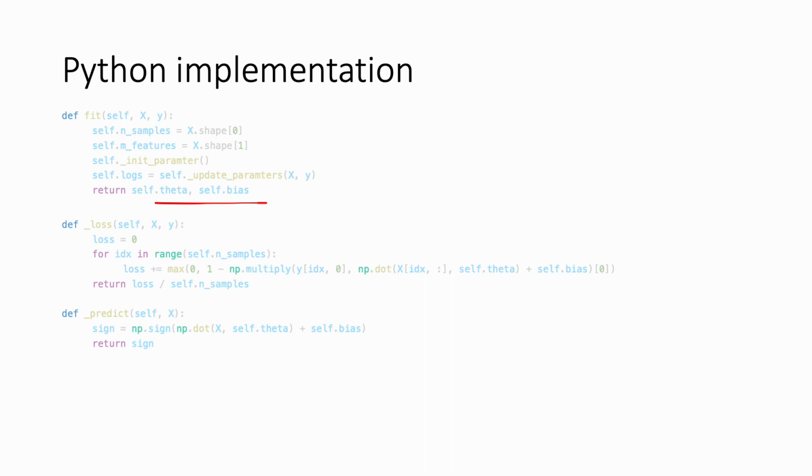And we also create the loss function to return the loss value over the training set, and the predict function to predict the class over unseen data.